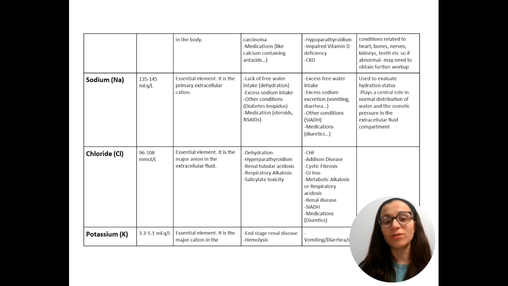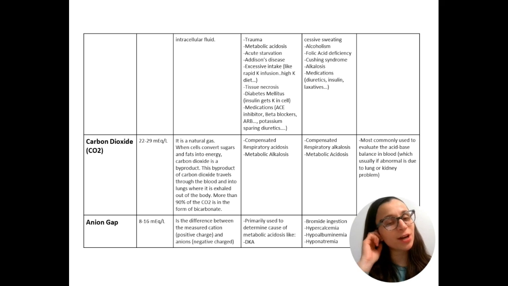It could be decreased with vomiting, diarrhea. They just keep belching it out, or it's coming out the other way. And a lot of times you could also have a diuretic that will make them pee, and they'll lose potassium with that. Next, we go on to carbon dioxide.